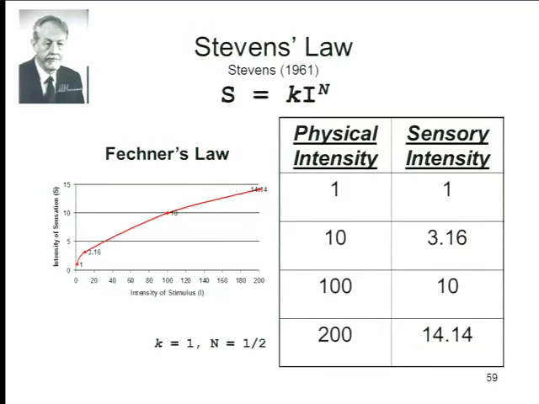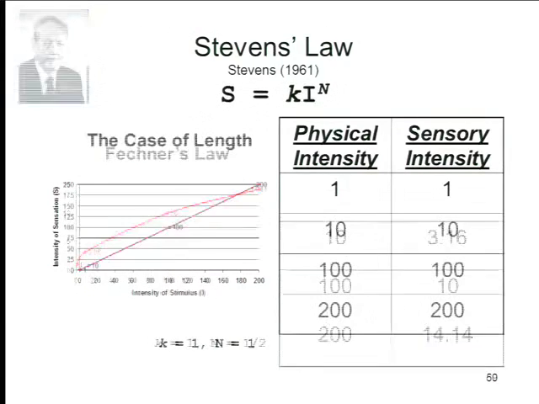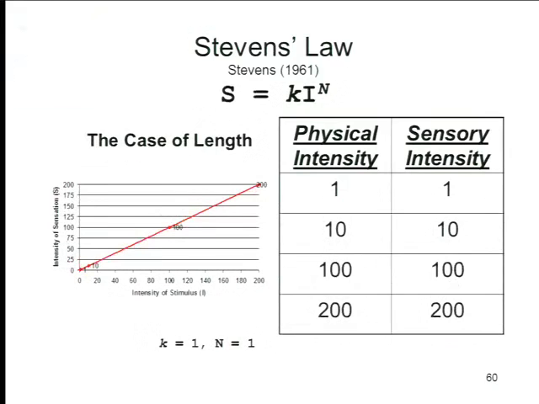And what Stevens' law says is for every quality of sensation, there is some exponent, n, that relates the physical feature to the psychological feature of a sensory experience. In the usual case, that exponent n is less than 1. It's a fraction, and that gives rise to Fechner's law. Okay, but in other cases, the exponent may be exactly 1. In the case of length, the exponent is exactly 1, so that there's a 1-to-1 correspondence between perceived length and physical length.